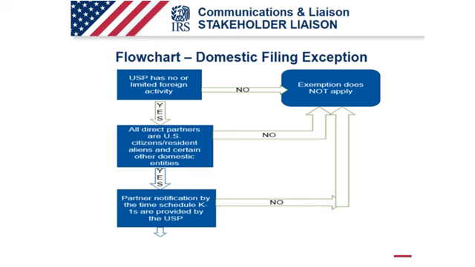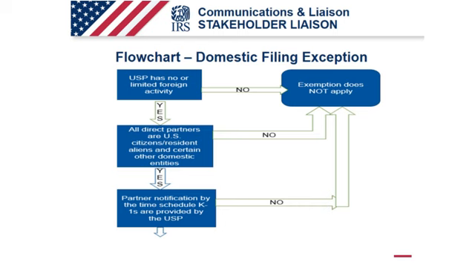There's no foreign income taxes paid or accrued, no foreign source income or loss, no ownership interest in a foreign partnership, no ownership interest in a foreign corporation as defined in Section 7701(a)(3) and (a)(5), no ownership of a foreign branch, and no ownership interest in a foreign entity that is treated as disregarded or separate from its owner. Okay, so that's the first criterion, no or limited foreign activity.